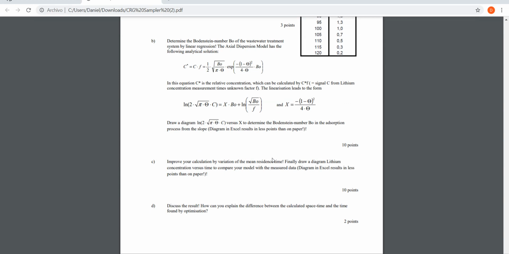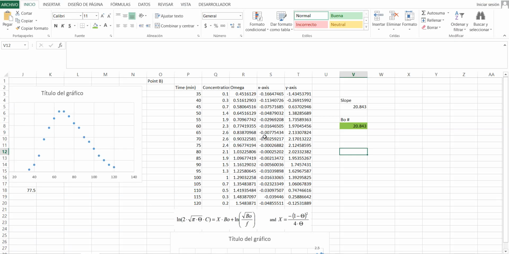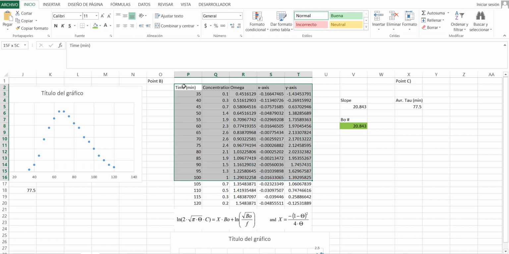Improve your calculation by variation of the mean residence time. Finally, draw a diagram, lithium concentration versus time, to compare your model with the measured data. So, okay, this next point is fairly similar to this one. We need to improve our calculation by varying the average residence time. So let's start with this value that we calculated from point 1. This is going to be changed, but I'm going to explain that in a moment. Let's take the data that we need from here.